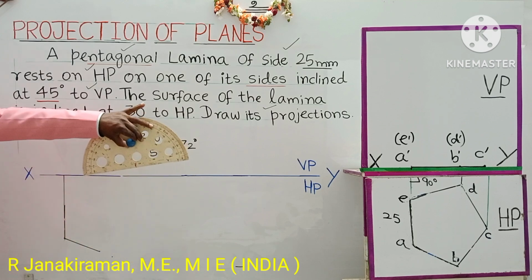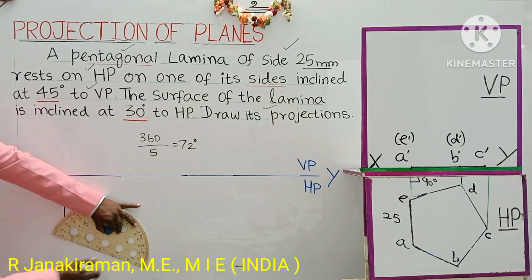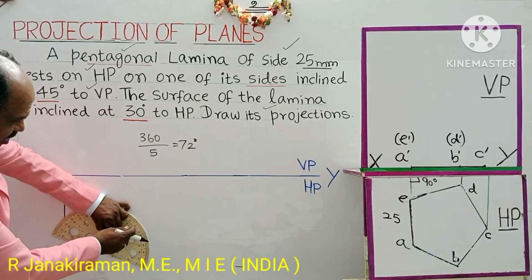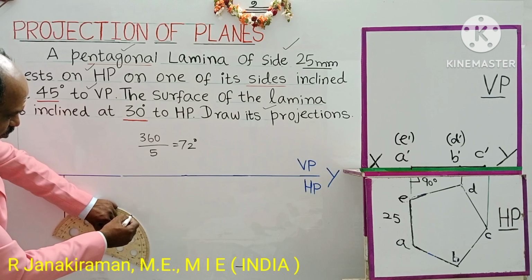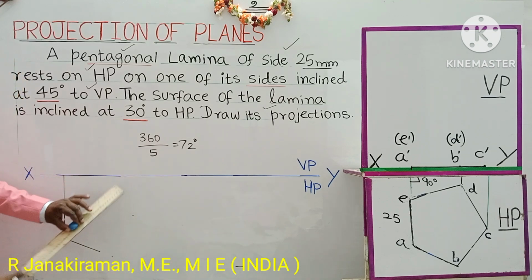So turn your protector and keep it like this. Mark an angle of 72 degrees. Read like 0, 10, 20, 30, 40, 50, 60, 72. Put a point. Connect the marked points using a freehand scale.